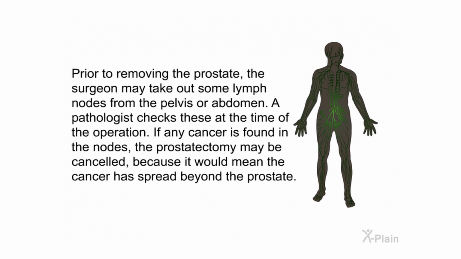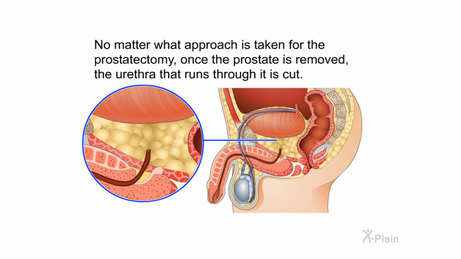Prior to removing the prostate, the surgeon may take out some lymph nodes from the pelvis or abdomen. A pathologist checks these at the time of the operation. If any cancer is found in the nodes, the prostatectomy may be canceled, because it would mean that the cancer is spread beyond the prostate. No matter what approach is taken for the prostatectomy, once the prostate is removed, the urethra that runs through it is cut.